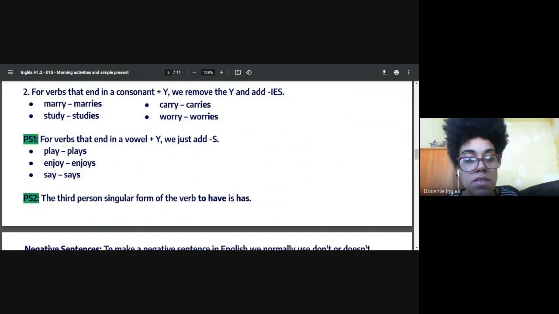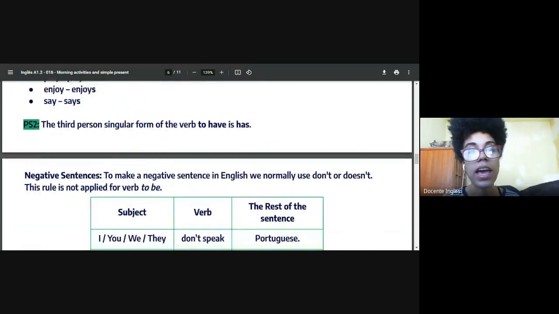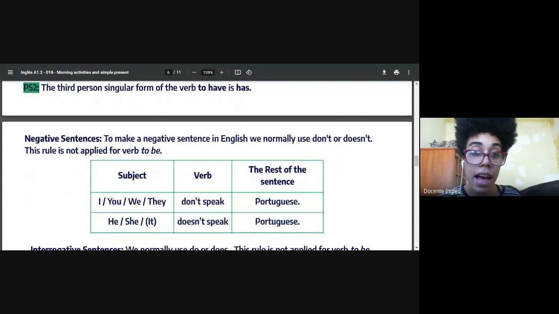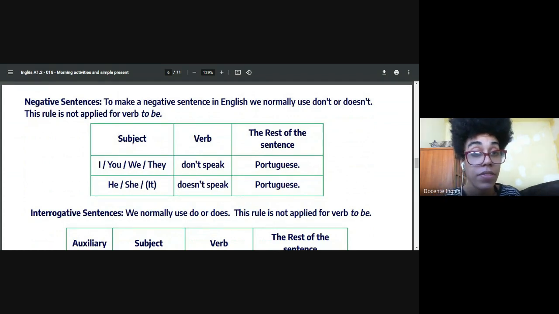The first one is, for verbs that end in a vowel plus y, it's pretty simple. We just add s. So, I play, she plays. I enjoy, he enjoys. I say, she says. Okay, but this is affirmative, right? So far, so good. Now, we are going to see the negative sentences.